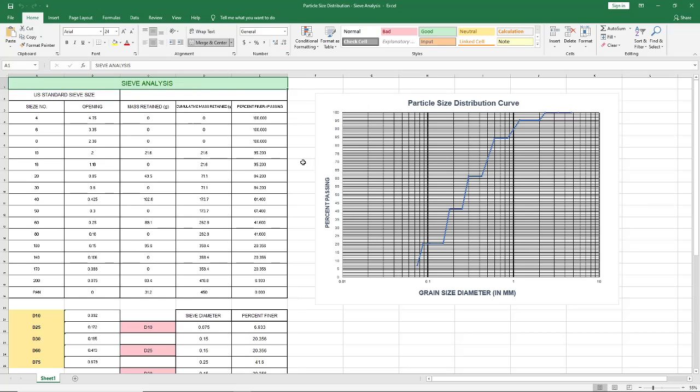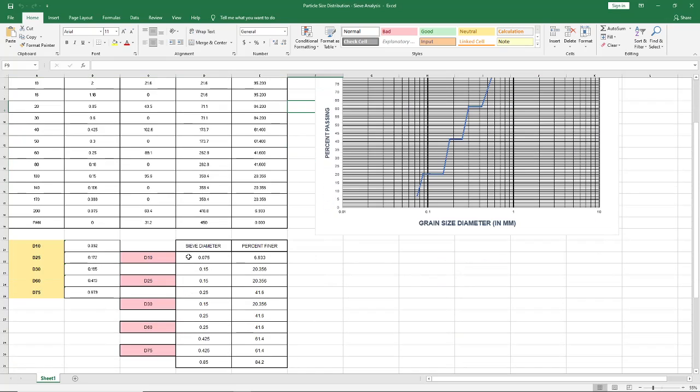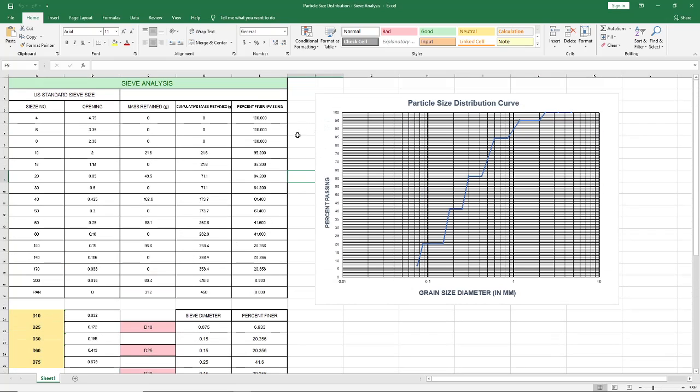What we're about to tackle now is the sieve analysis or the particle size distribution. I am about to show you how to use this program, or Excel file, that I have been working on for the past days. Here in sieve analysis, we are about to know how the soil is graded.